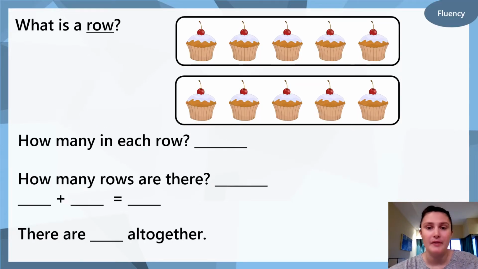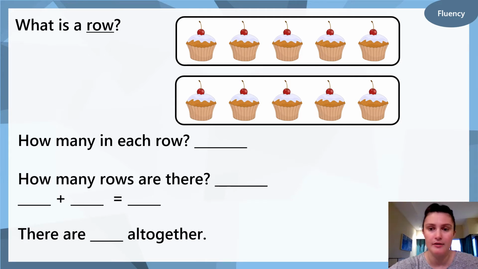Okay, so here we have some rows. Can you remember what is a row? That's right, it's a group that are going across. So we have two rows of cupcakes. So let's look at the questions. How many in each row? Will you count with me?